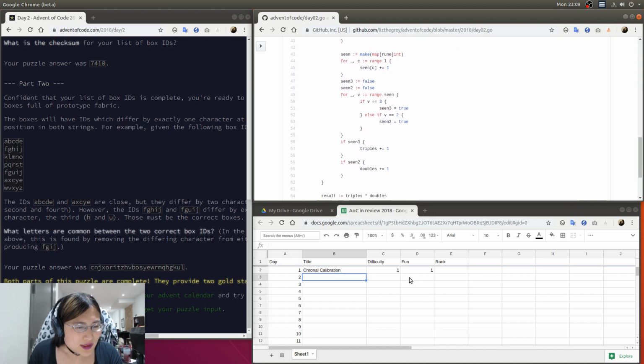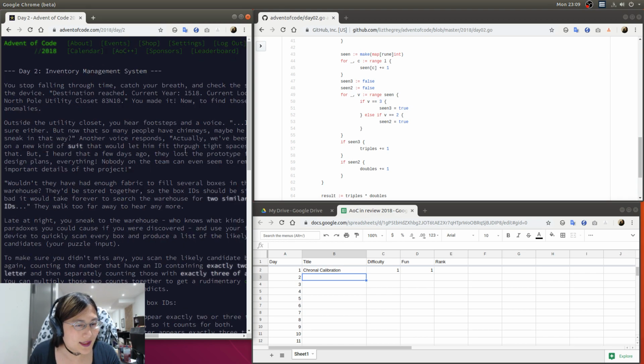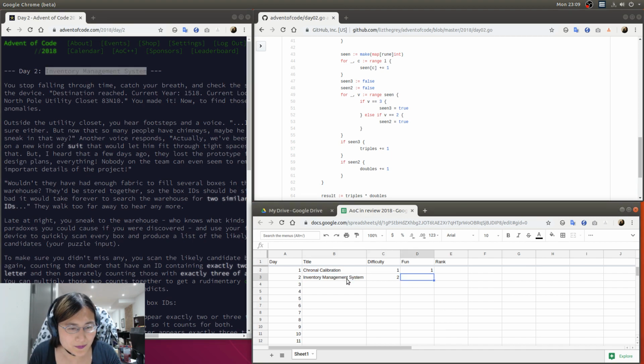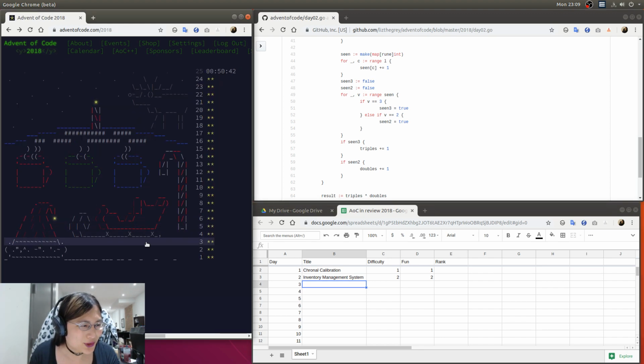So that was day 2, which I would consider to kind of be a 2 on difficulty and a 2 on fun. So a little bit more fun, a little bit more challenge, less mechanical, but still not necessarily what I sign up to do Advent of Code every year for.